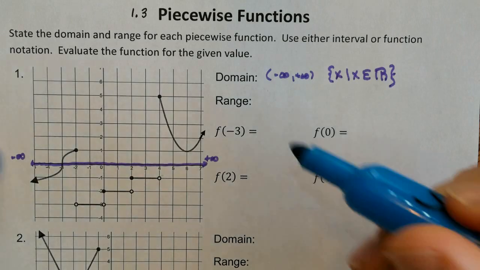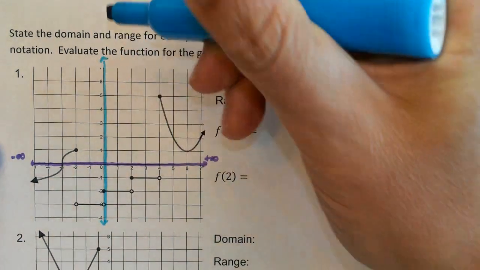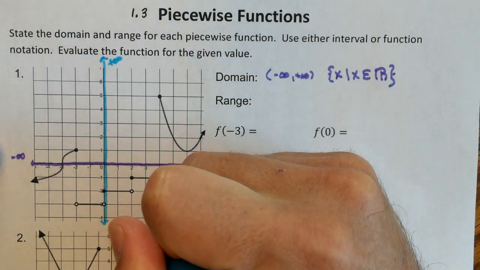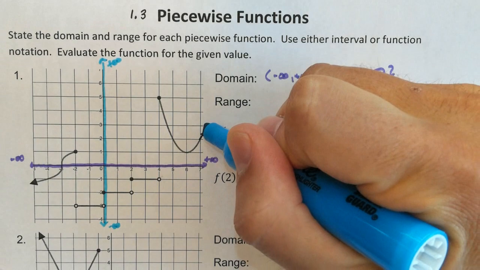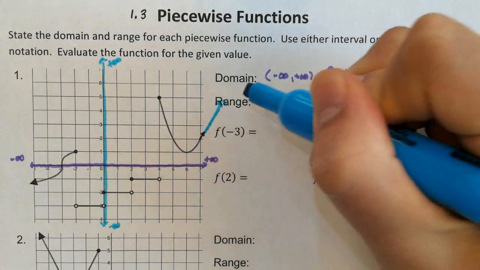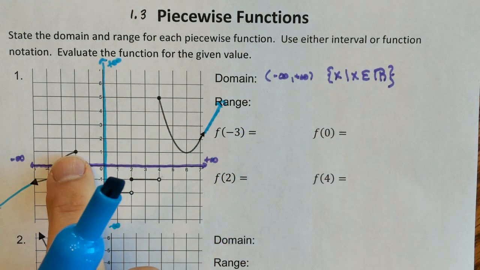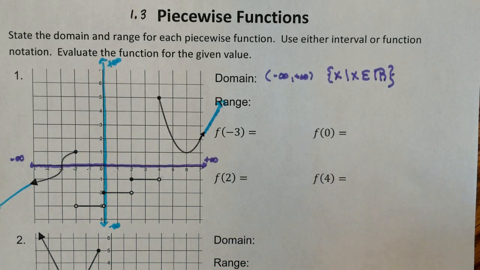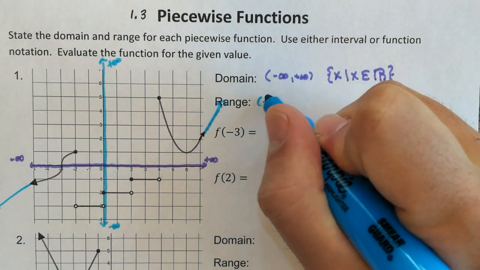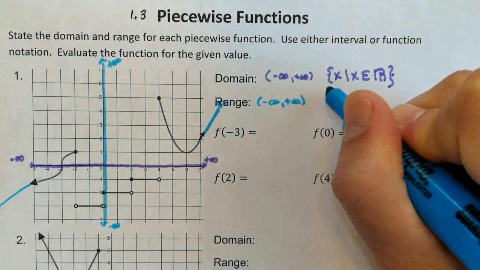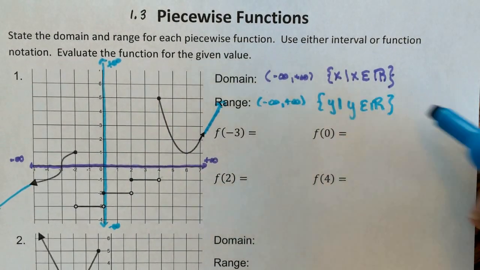Range. The range is supposed to cover all the y values. So as I move along the y-axis, we are going from negative infinity to positive infinity. Now this one's a little bit different, but because of the arrows, which imply that we are going to go down and up from the point of 1, we are going to cover all the y values. So this is going to be exactly the same as the domain, where the set of all y's is an element of all real numbers.